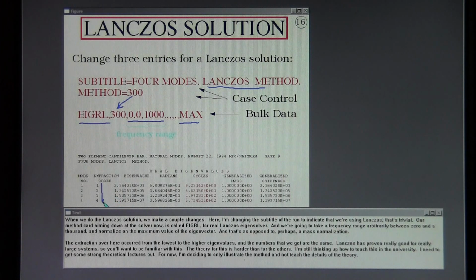The extraction order here occurred from the lowest to the higher eigenvalues, and the numbers that we get are the same. Lanczos has proven really good for really large systems, so you'll want to be familiar with this. The theory for this is harder than for the others.